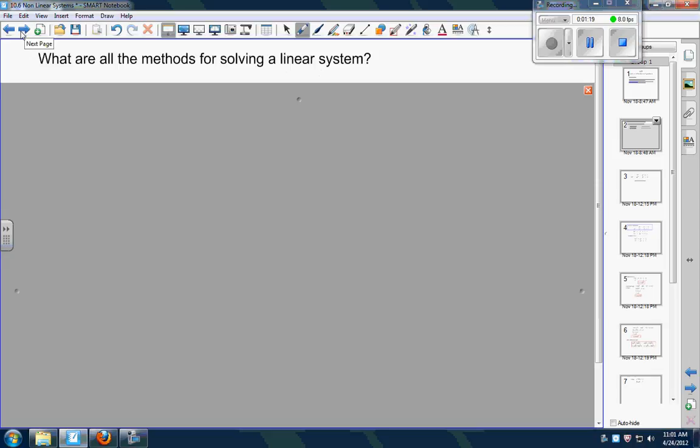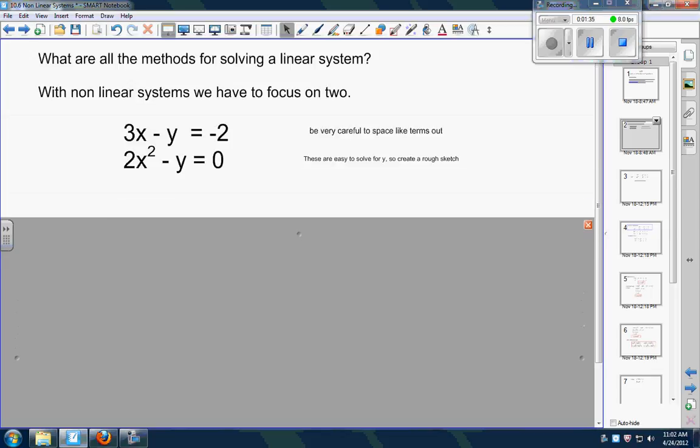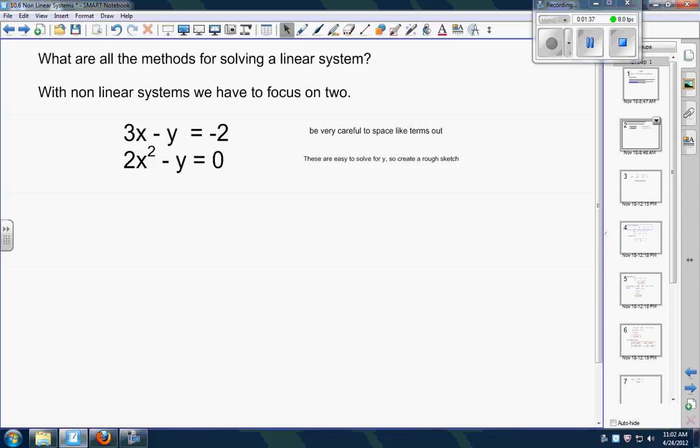Okay. What are all the ways we have for solving a linear system? We can graph it on a sheet of graph paper or in our calculator. We can do substitution, or we could do elimination, which is the same thing as a stack and add. We're going to use the exact same strategies with these nonlinear systems. So the graphing can work, but we want to back it up algebraically, and substitution and elimination are really going to be our best bets here.